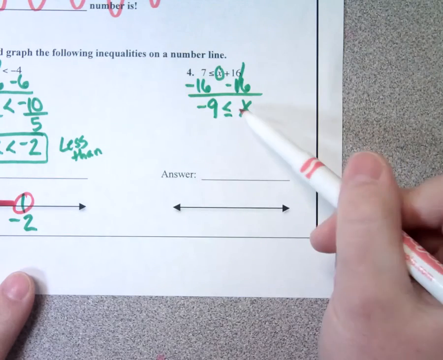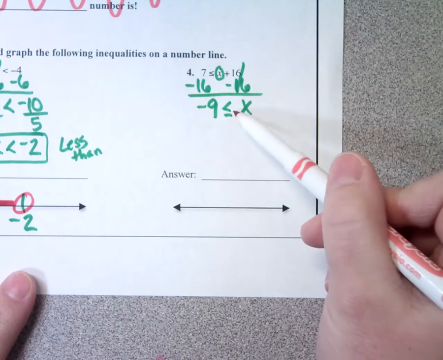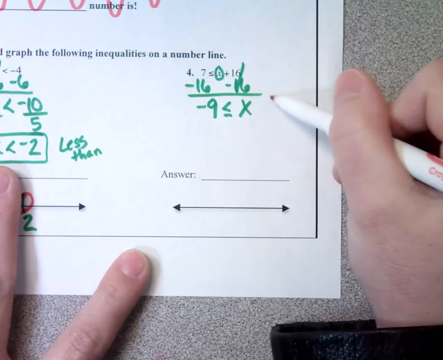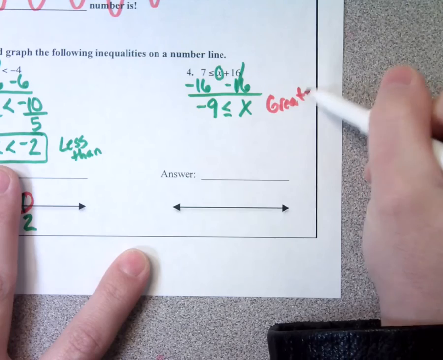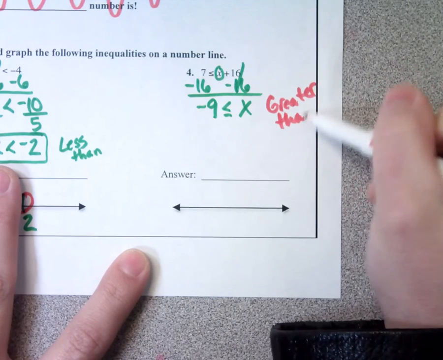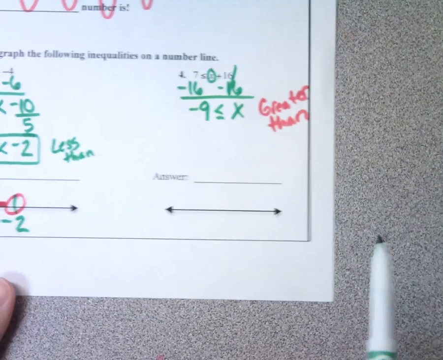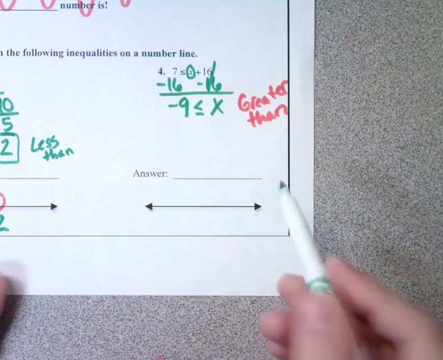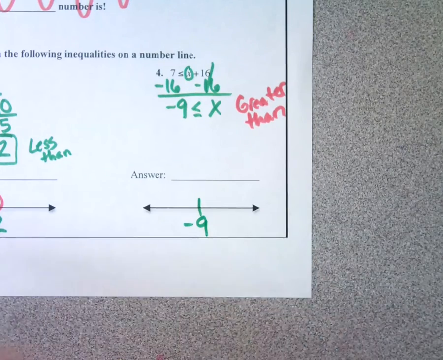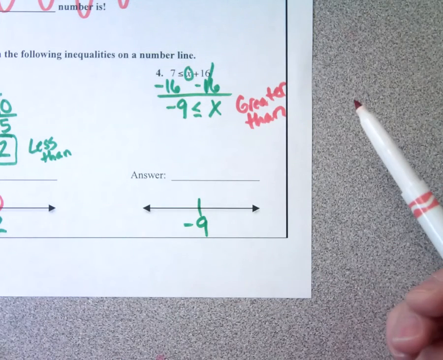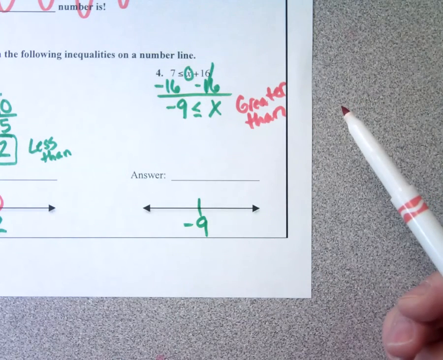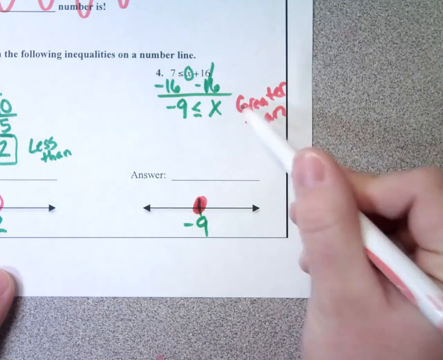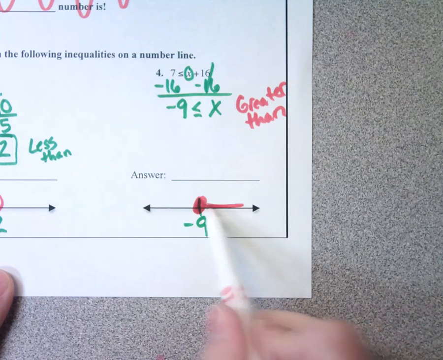Okay, I look at what's facing the x. Is the pointed end facing the x or the big mouth? The big mouth is facing the x. So I'm going to read this with a greater than. So I say x is greater than or equal to negative 9. So I'm going to put negative 9 on my number line. Would I use an open circle or a solid circle? A solid because of the equals underneath. And greater than is which way? Greater than, right.